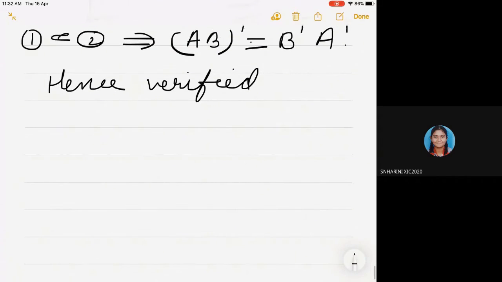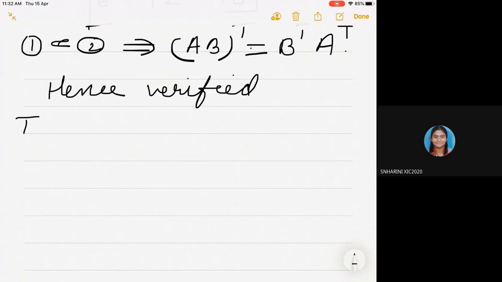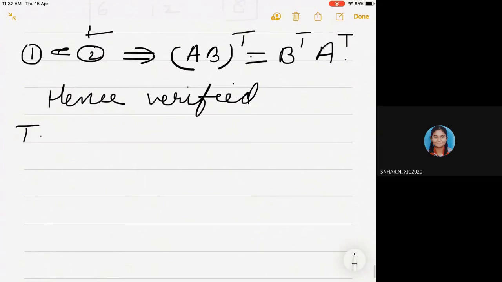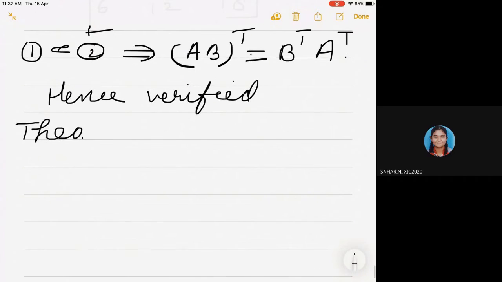So in exercise 3.3, there are many questions of verification. Now it is your duty to do all the questions of exercise 3.3 in your class copy. Next is theorem. Oh, sorry.